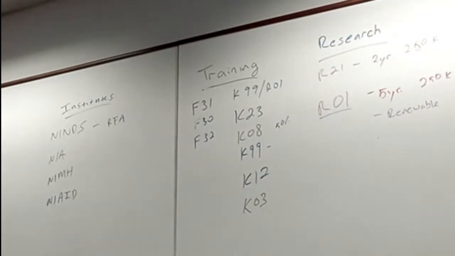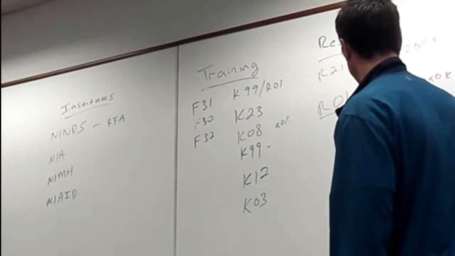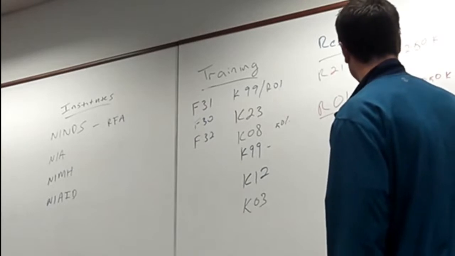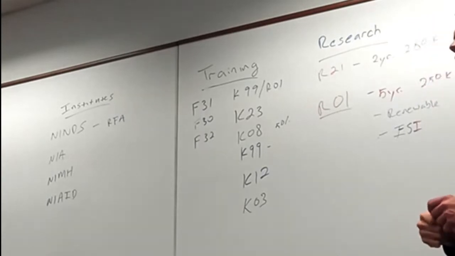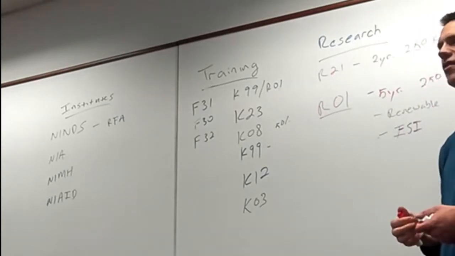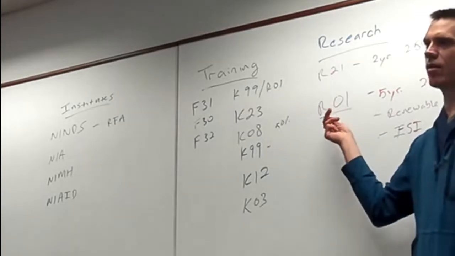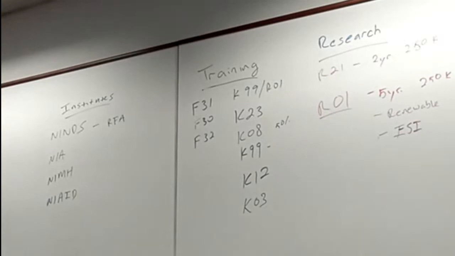For an R01, they have something called an early stage investigator, or ESI. Early stage investigator status. So early stage investigator means that you're within, I think it's 5 years, you're still at the assistant professor level. You have not previously had an R01, but it's okay to have an R21, same as the rules for the K08. The early stage investigator basically just means they give you a bonus on your score.